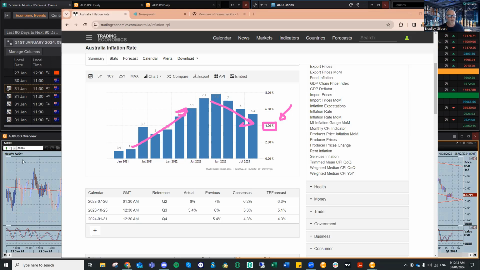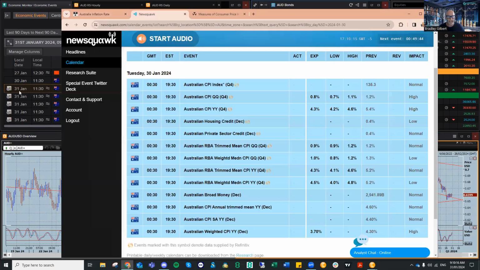So when we come back to looking at News Squawk, looking for what's the expected number. You've got the range here, quarter on quarter. The year on year is really what I'm focusing on, and the monthly indicator. Now, the RBA does have their own trimmed means. It does confuse things a little bit. 4.3%. So the key thing is here, we can't mess up the numbers. They are the same. Even the monthly indicator is 4.3%. It's a big drop off.